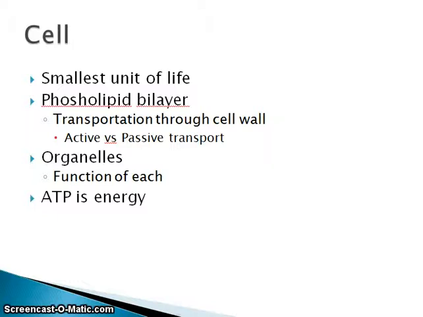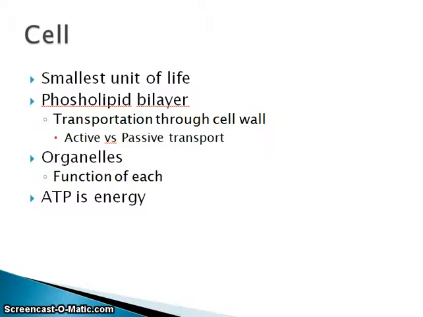With passive transport, there is no energy needed. That means no ATP. With active transport, we are trying to push something through, but we need energy to get it there. And that energy always comes in the form of ATP. ATP stands for adenosine triphosphate. There will be at least 2 questions about ATP and how it's used, what it's used for. Make sure you look that up in your book.